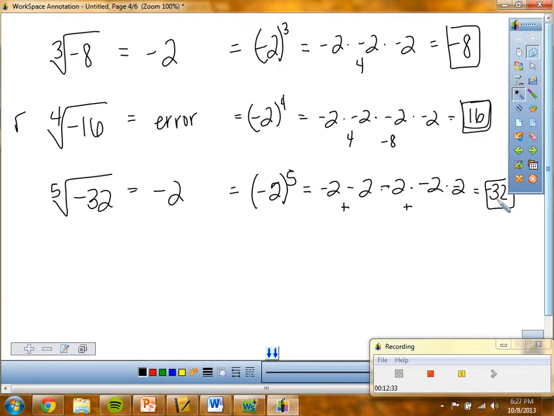So what we're really seeing is, because a negative times a negative gives us a positive, when I have even numbers, or even indexes, then I'm going to have only positive numbers. My odd powers and my odd indexes do allow for negative numbers. That's why I'm not getting the error. So let's make that a key point.